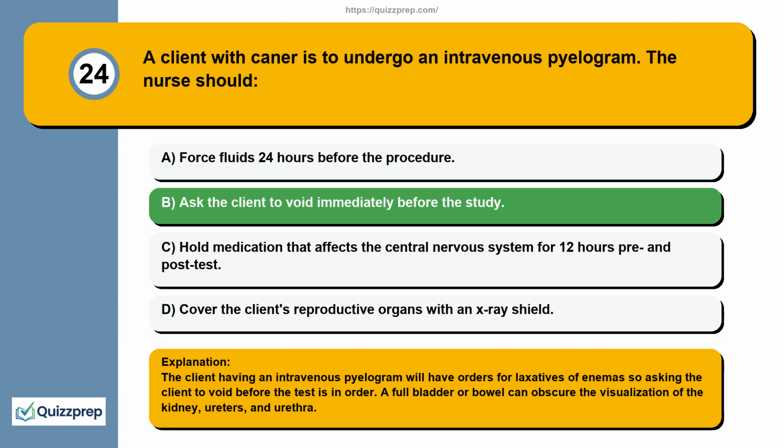The client having an intravenous pyelogram will have orders for laxatives or enemas, so asking the client to void before the test is in order. A full bladder or bowel can obscure the visualization of the kidney, ureters, and urethra.